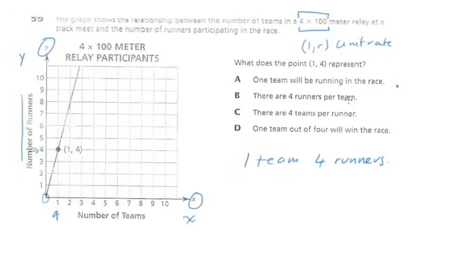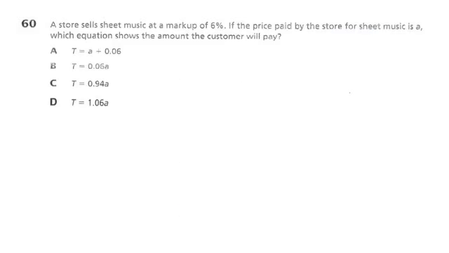Not necessarily. There are 4 runners per team. Yes, there are 4 runners per team. There are 4 teams per runner. That doesn't make sense. How can 1 person be in 4 teams? And the 1 team out of 4 will win the race. We don't know who's going to win the race. Okay, so B is our answer. There are 4 runners per team. That was number 59. Okay, the last question, number 60.